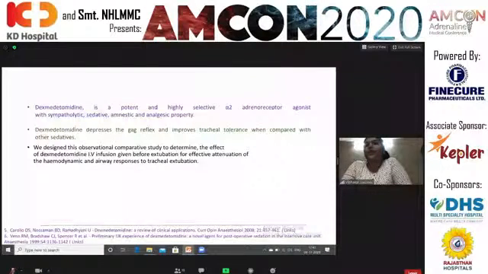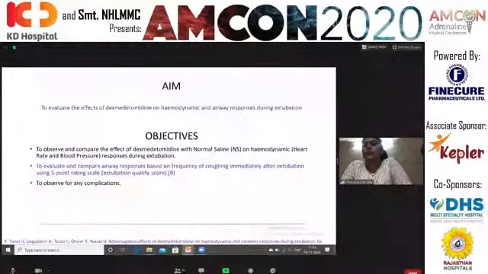Dexmedetomidine is a potent and highly selective alpha-2 adrenoreceptor agonist with sympatholytic, sedative, amnestic, and analgesic properties. Dexmedetomidine depresses the gag reflex and improves tracheal tolerance when compared with other sedatives. We designed this observational comparative study to determine the effect of dexmedetomidine IV infusion given before extubation for effective attenuation of the hemodynamic and airway responses to tracheal extubation.